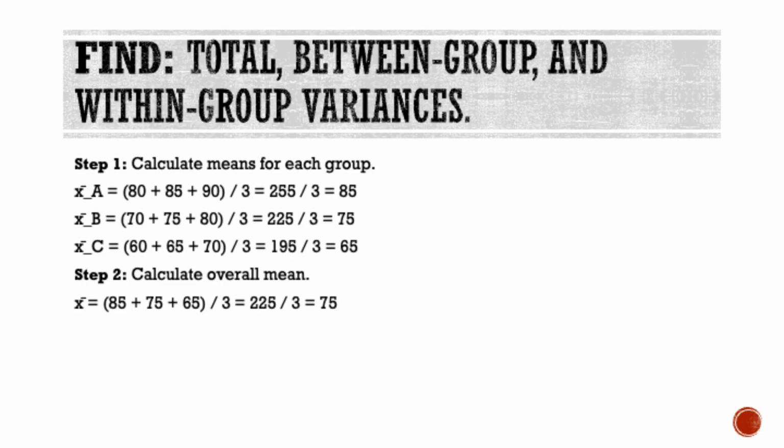First, we calculate the mean for each group. For Factory A, the mean is 80 plus 85 plus 90 divided by 3, which equals 255 divided by 3, giving us 85. For Factory B, the mean is 70 plus 75 plus 80 divided by 3, which equals 225 divided by 3, giving us 75. For Factory C, the mean is 60 plus 65 plus 70 divided by 3, which equals 195 divided by 3, giving us 65. Then we calculate the overall mean, which is the average of all 9 scores. 85 plus 75 plus 65 divided by 3 equals 225 divided by 3, which is 75.